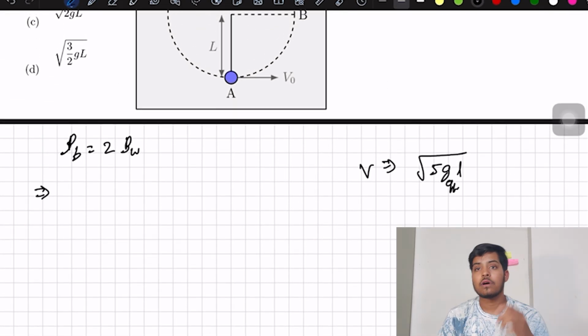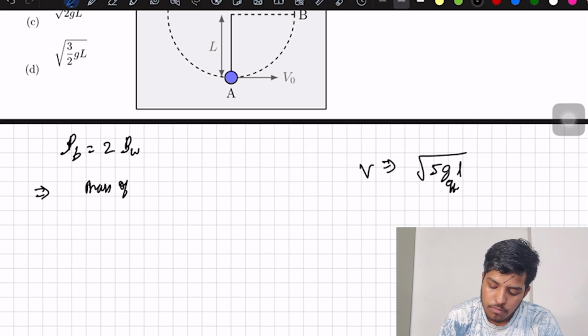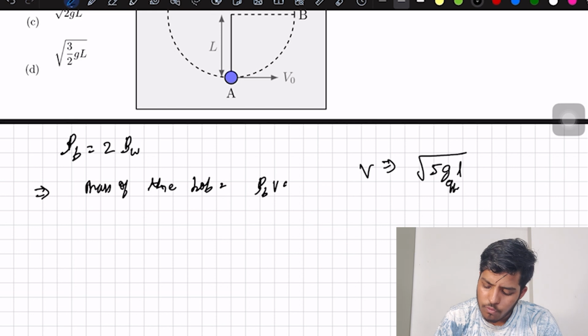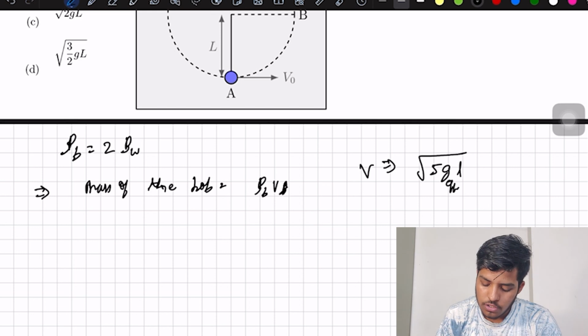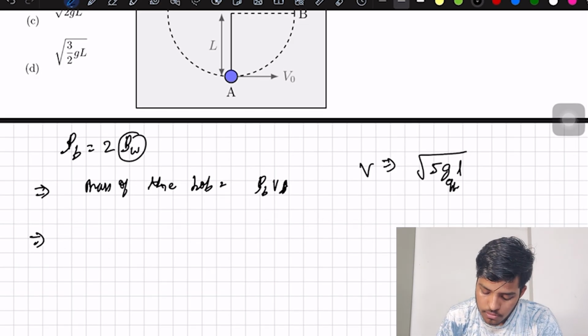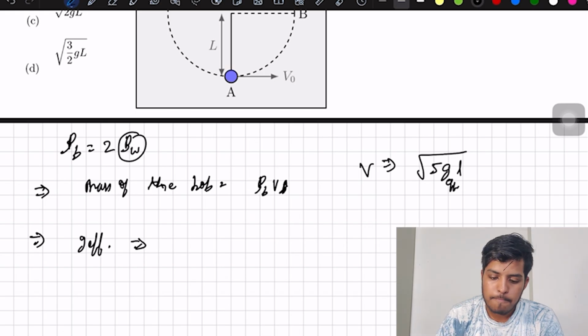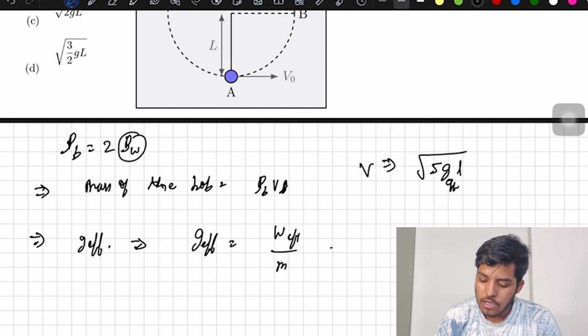So for g effective, we will have to find the weight. Mass of the bob equals rho b V, and weight mg is rho b Vg. I am writing the force. So rho b V, and the density of the fluid is rho w. So we have to find g effective. And we know that g effective equals w effective upon mass.